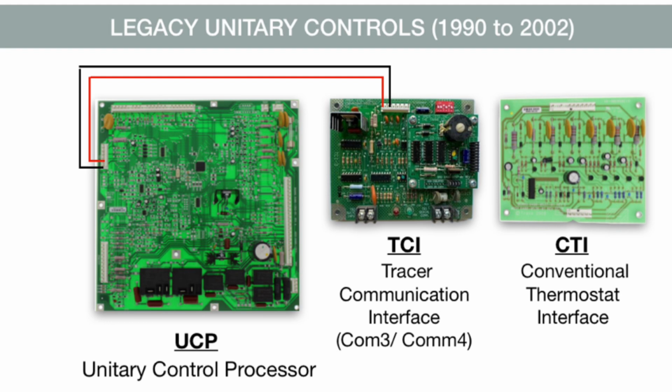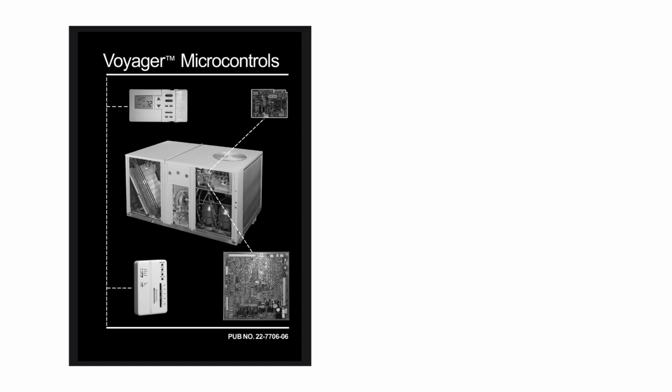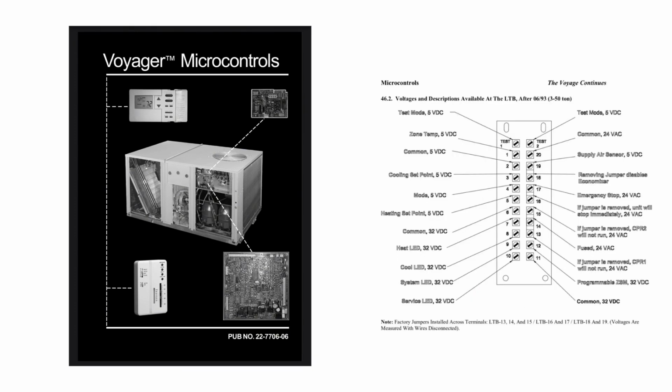These Voyager and Precedent units were the first Trane units to have the main supervisory control board connected to other application-specific satellite boards that all communicated back to the UCP using its own protocol. To master the UCP and its satellite boards, technicians relied on the Voyager Microcontrol Manual, the definitive reference covering every control board, every signal, and every terminal definition.